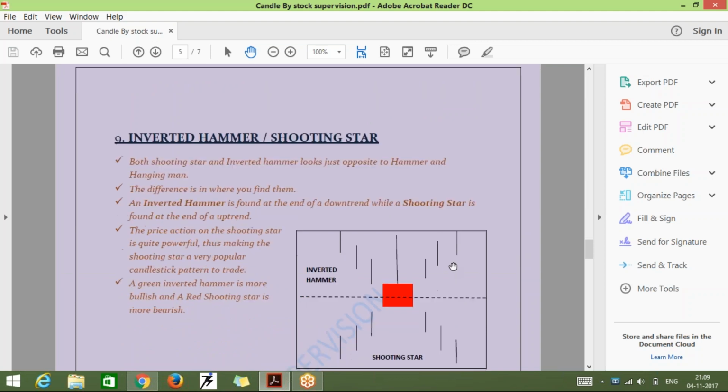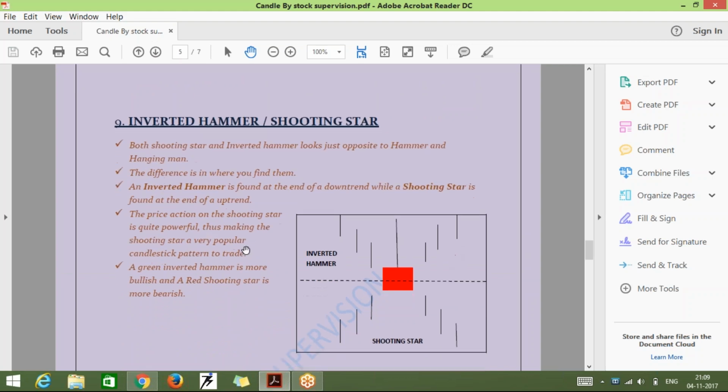An inverted hammer is found at the end of a downtrend, while a shooting star is found at the end of an uptrend. The price action on the shooting star is quite powerful. Please note this down, I will be sharing this. This is quite important. The price action on the shooting star is quite powerful.